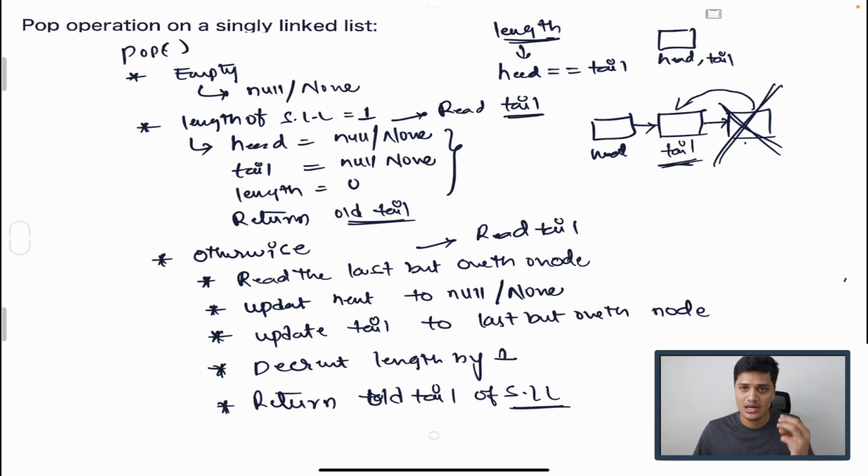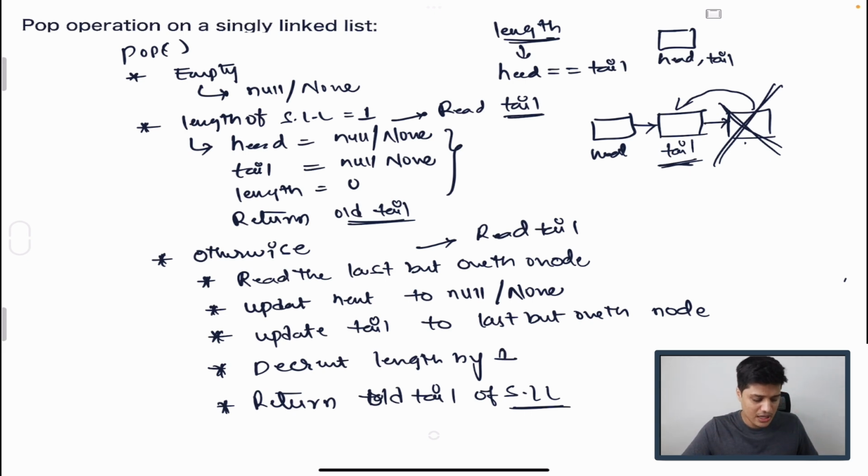So just remember that there will be 3 cases. The first case is an empty singly linked list, the second case is where we have only one node inside the singly linked list, and the third case is where we have more than one node. According to the case, we are handling it and making sure that head, tail and length, which we are maintaining in our singly linked list, are adjusted with the proper values.